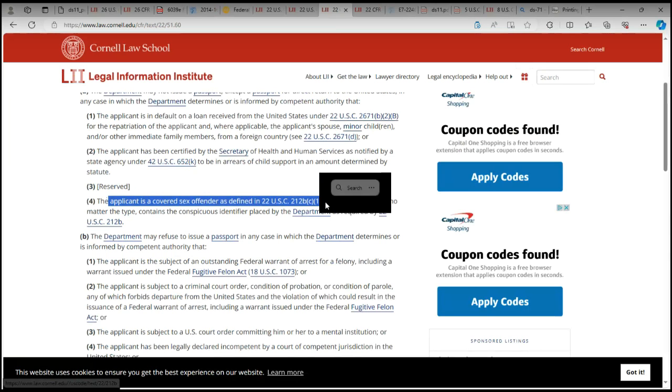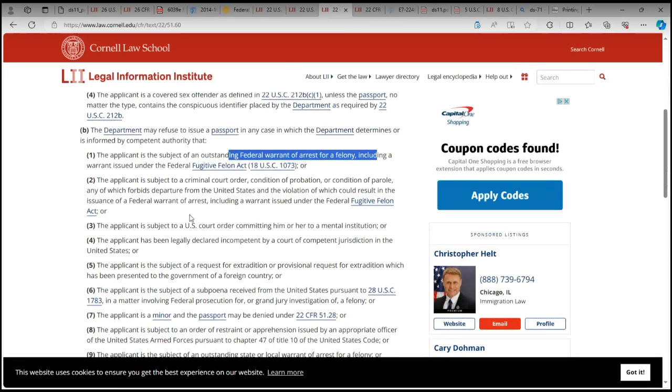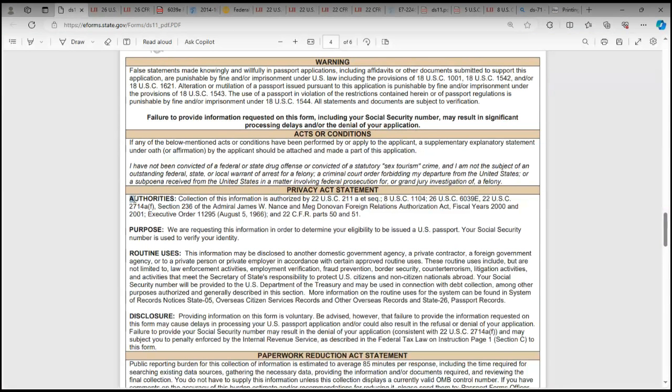Denial, of course, is covered for sex offenders. The department may refuse to issue a passport in any case in which the department determines or is informed by competent authority that you have a warrant or felony. Here's the thing, though. The way they know is if you give up your social. They can't make you give up your social unless what? You have a foreign address. The only requirement for you to give up your social for the passport applicant is right here under the Privacy Act statement. And they're telling you you have to have a foreign residency.